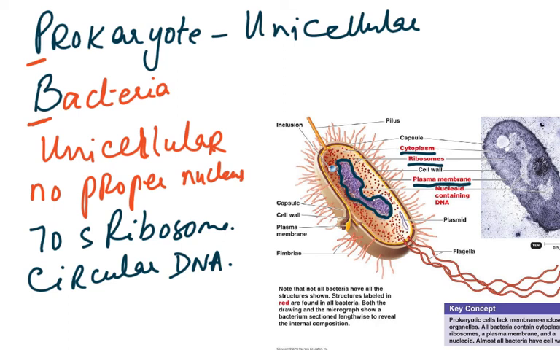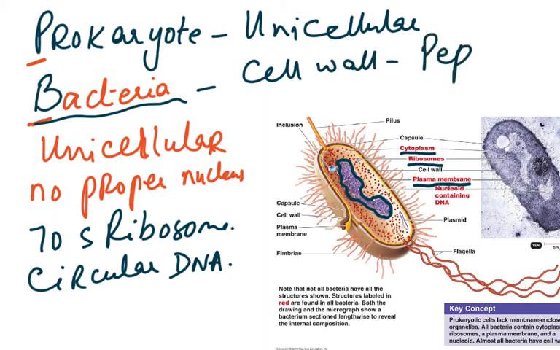Of course, some prokaryotes would then have additional structures, which could be some plasmids, could be a slime capsule outside it. And, yes, the important thing is that all bacteria have a cell wall, but this cell wall is made up of peptidoglycan. Peptide means a protein and glycan means a carbohydrate. So peptidoglycan.